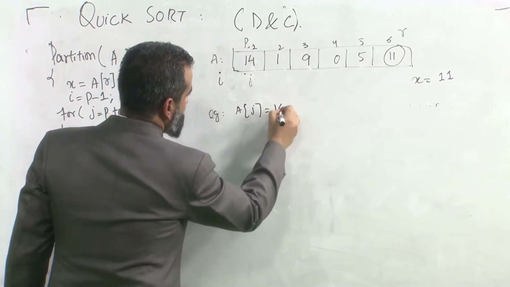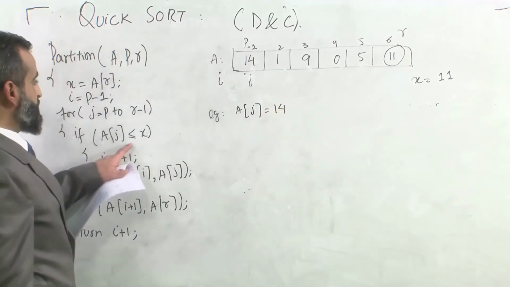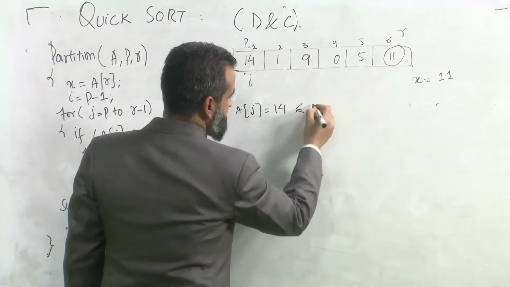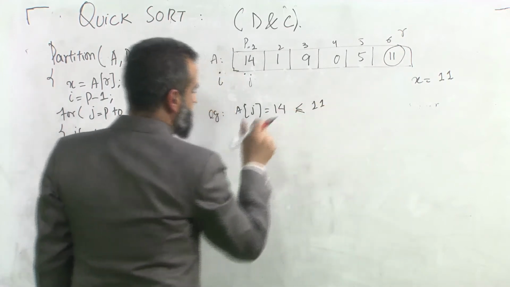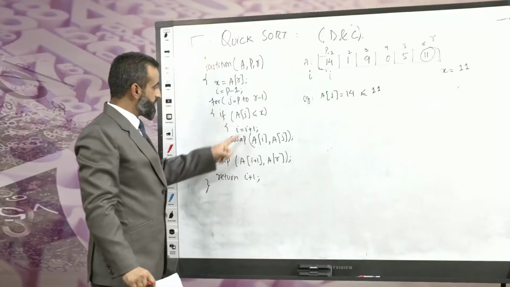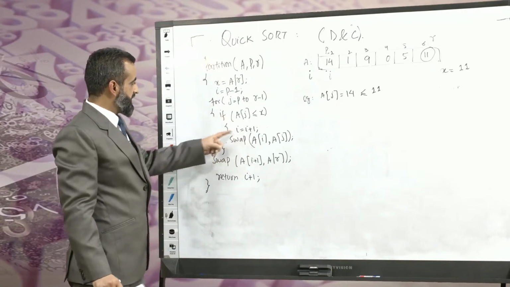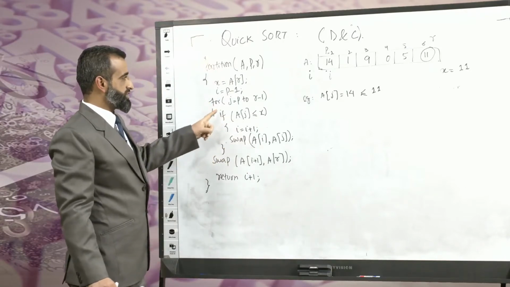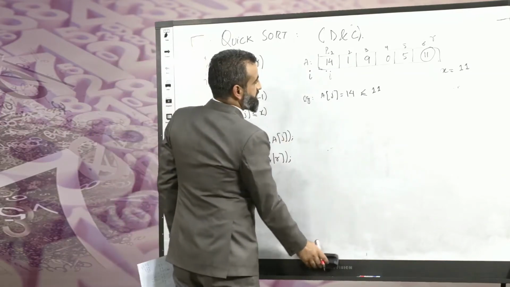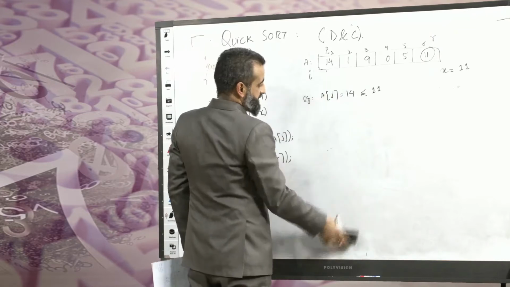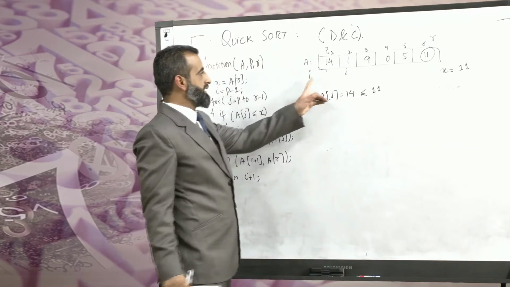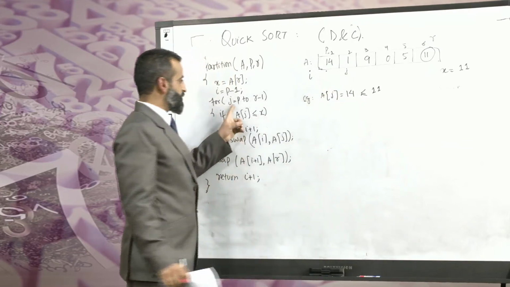here, pointing towards 14, is less than or equal to X. Now my X contains 11. The condition over here is false. Since the condition is false, we are not executing this particular condition, and we go back to the loop for the next iteration. When I make the next iteration, the J gets incremented by 1. Now my J is pointing towards the second element.